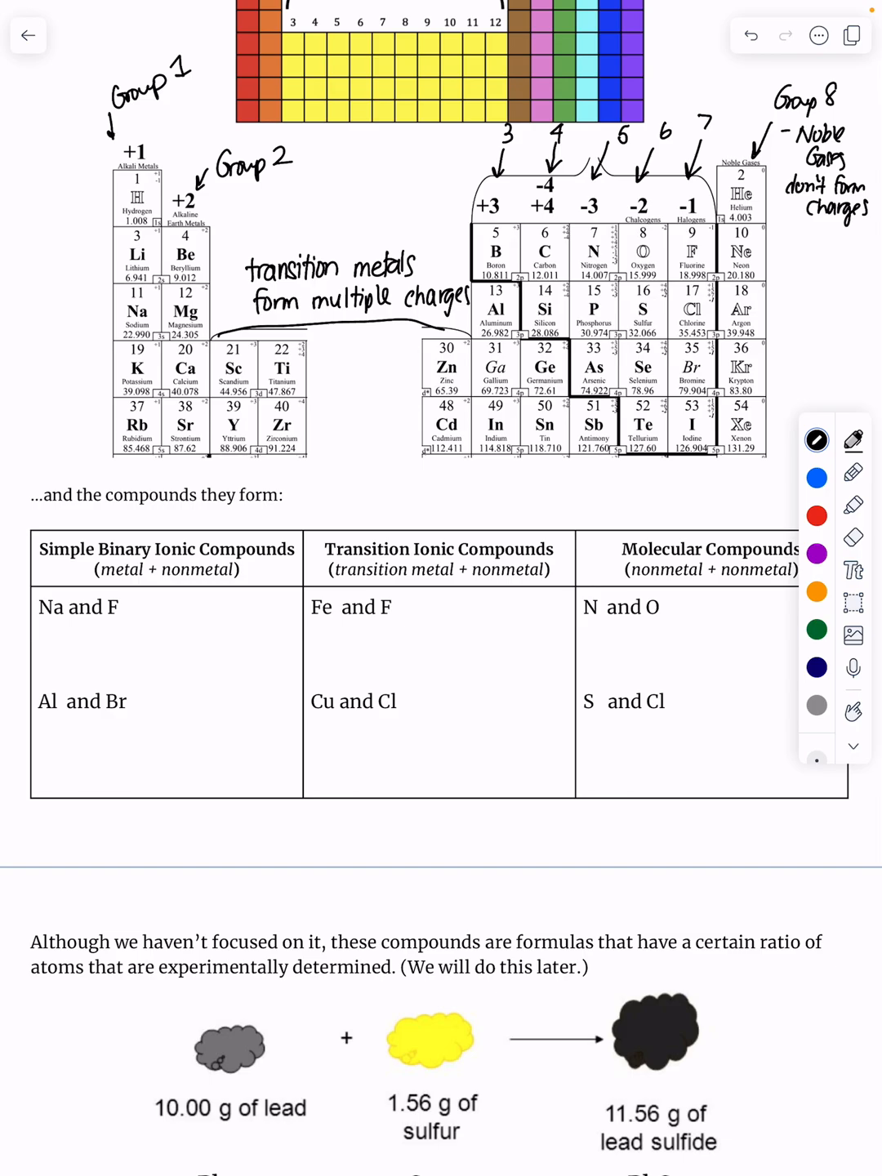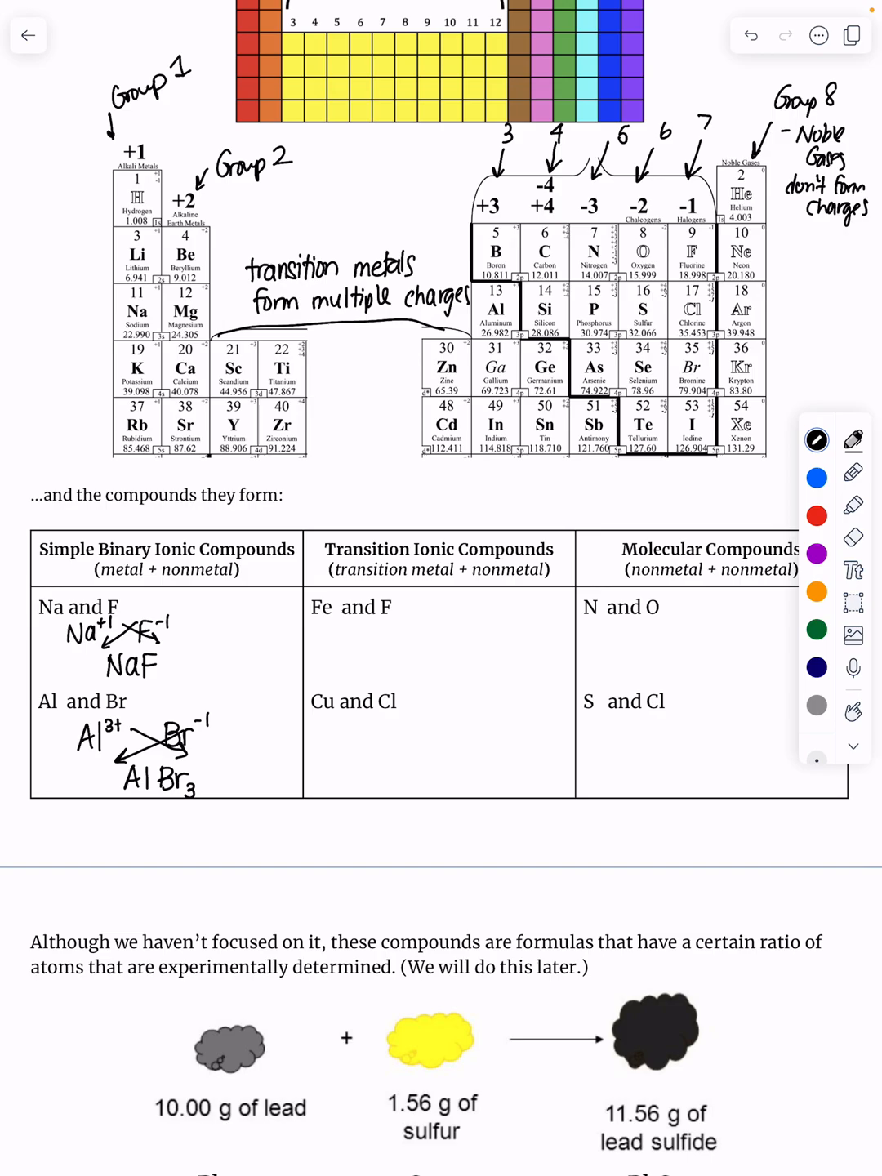We have simple binary ionic compounds, which is a metal and a nonmetal. So something like Na and F. Na is a +1 charge. F is a -1 charge. If you remember from our previous unit, I could do a little crisscross method and I could get NaF as the compound. Aluminum forms a +3 charge. It's in group 3. Bromine forms a -1 charge. It's in group 7. I could do the crisscross method again, and I get AlBr3. Just a little refresher there.